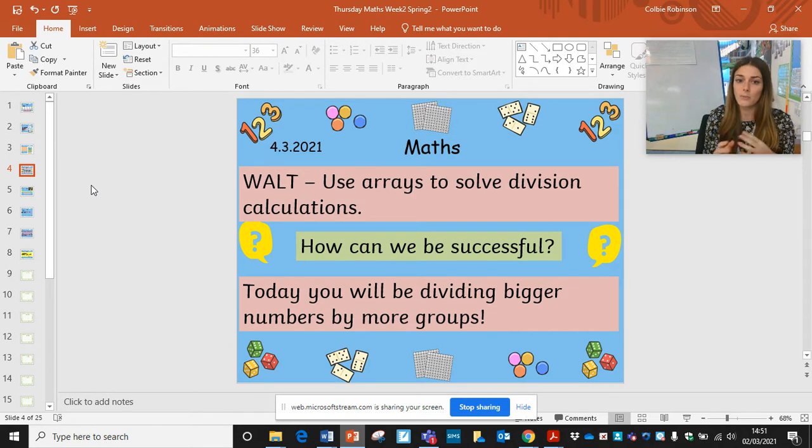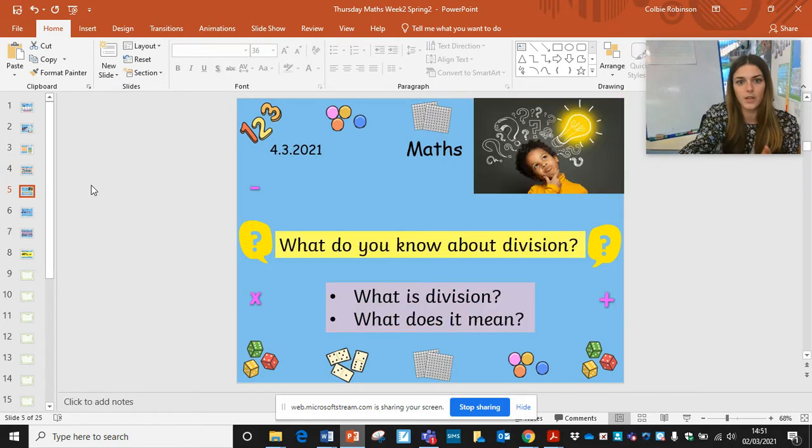So how can we be successful? I've talked you through that. Today we are building on yesterday's learning, so following the same thing, and I'll model a little bit to you, but the numbers are going to get slightly bigger and the amount of groups you are dividing between will get bigger as well. There'll be more groups. So instead of dividing between 2 or 3, it might be 6. So applying the same skills but to slightly bigger numbers and dividing between more groups.